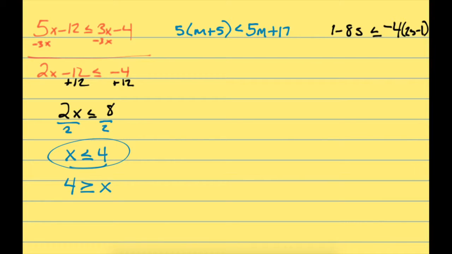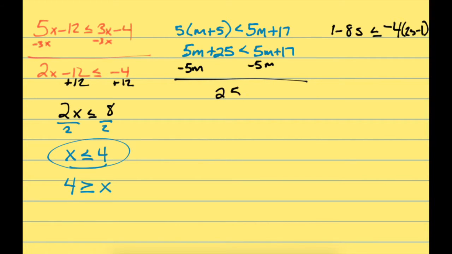For the second one, we would use the distributive property on the left and subtract 5m from both sides. That gives us 25 is less than 17. Is that possible? No. So there is no solution for this problem.